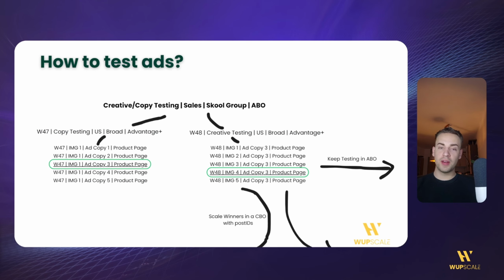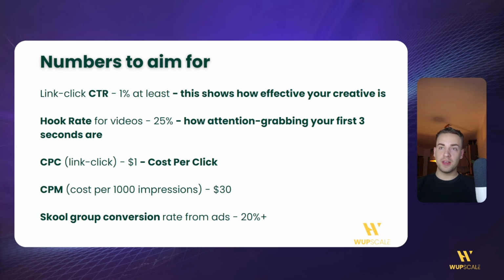But this is what we are going to learn inside the community, and I also wanted to include some numbers that you should aim for and what they actually mean. So these are the KPIs on Meta ads. Of course, you have the link click-through rates. Here we are aiming for at least 1%, and this shows how effective your creative is.